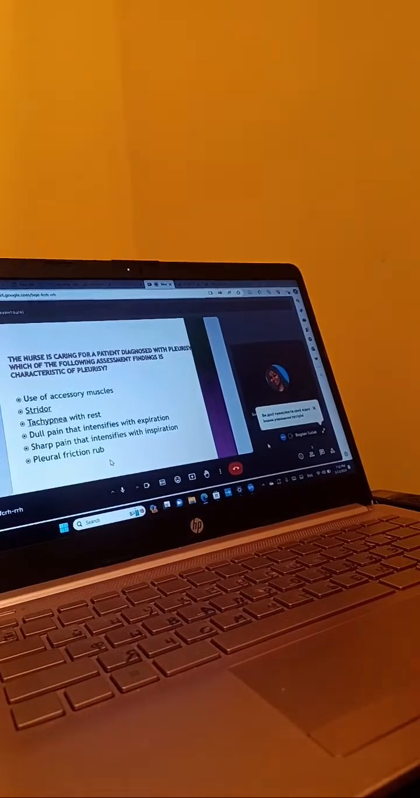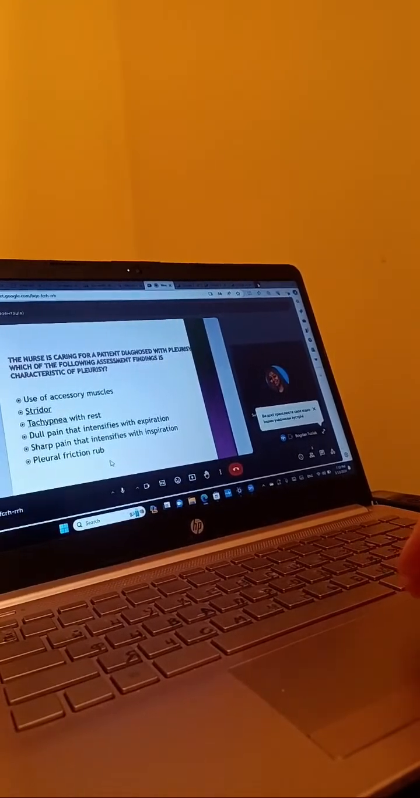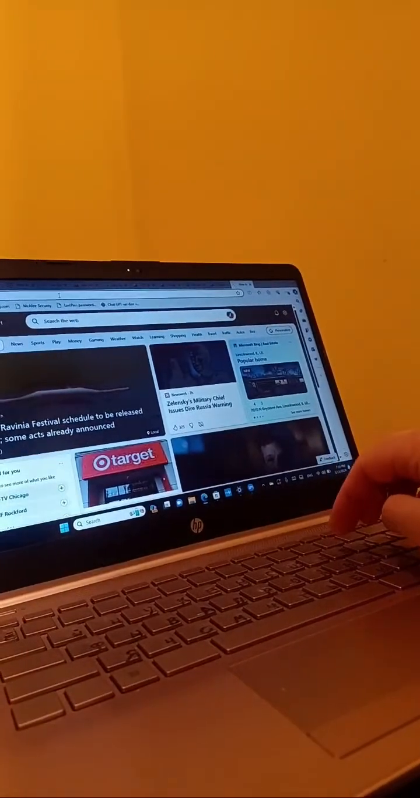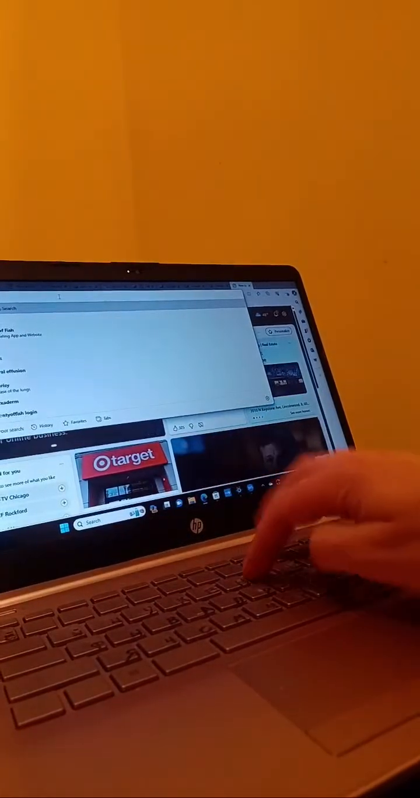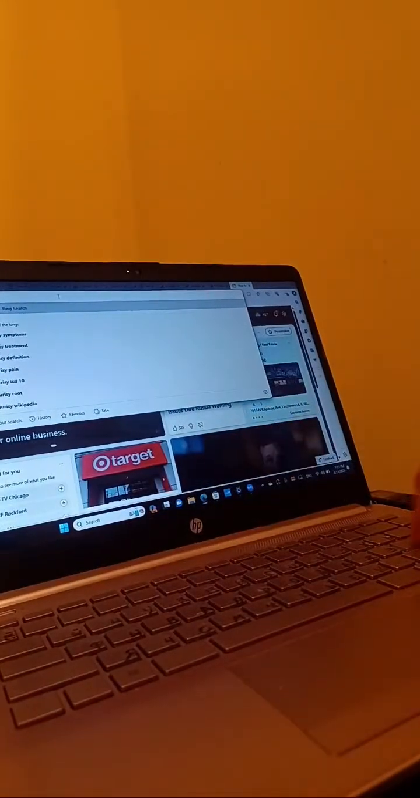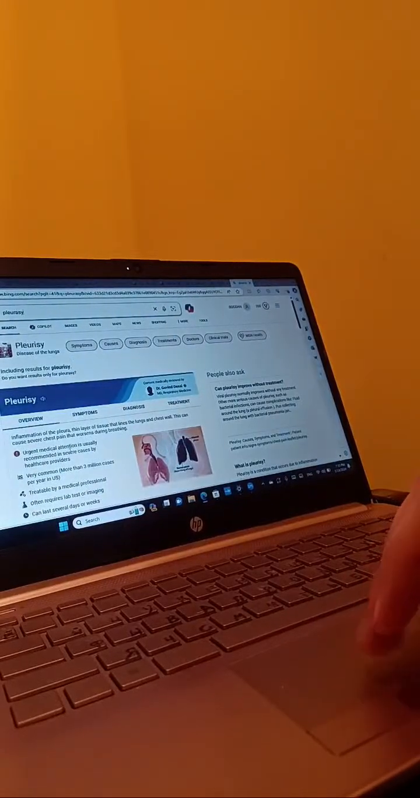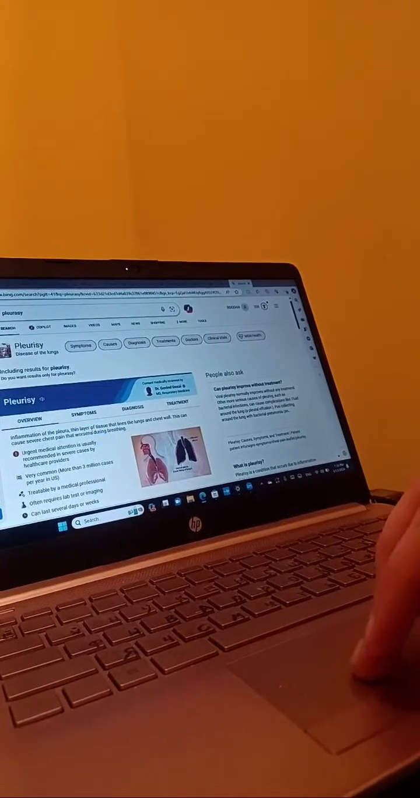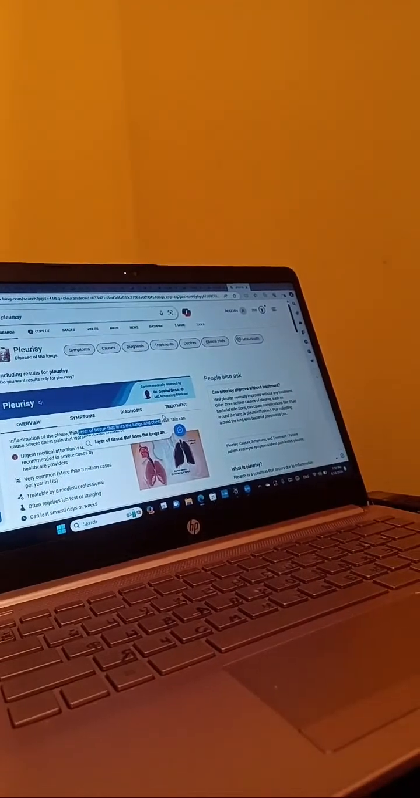What is pleurisy? I would like to refresh it. Look up on your phone, Google. Pleurisy: inflammation of the pleura, the thin layer of tissue that lines the lungs. Okay, inflammation of the pleura.